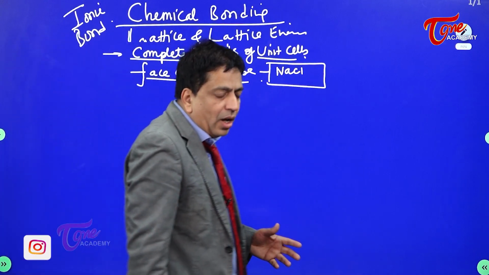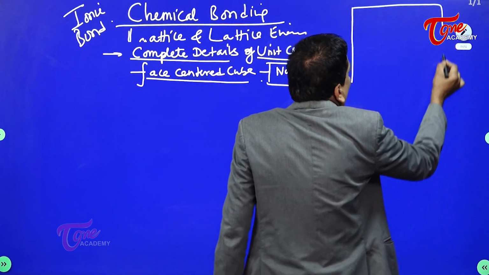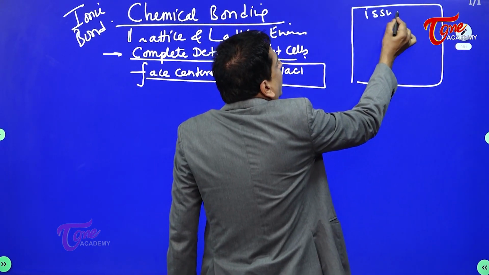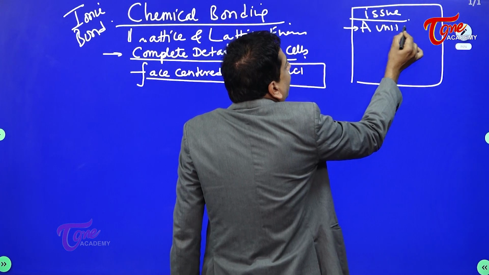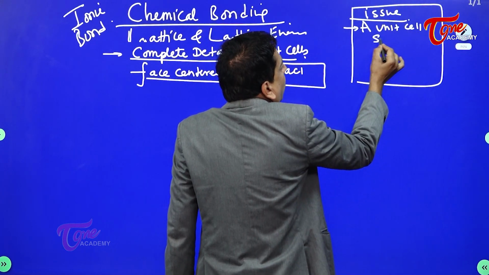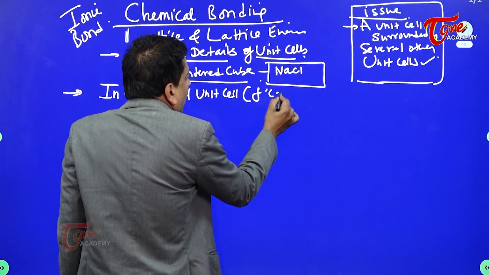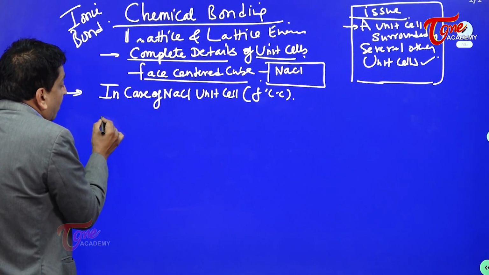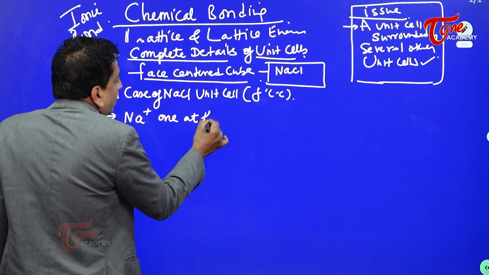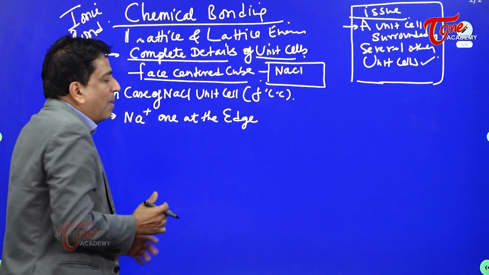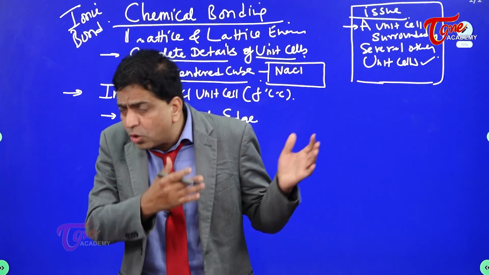Now, what is my worry? What do you mean by the details? Remember, this is the issue. The issue is a unit cell is not isolated, rather surrounded by, that is nothing but the FCC, right? I can tell you that the sodium ions are at the edges, right? They are occupying edges. I didn't place them. They are automatically occupying the edges.